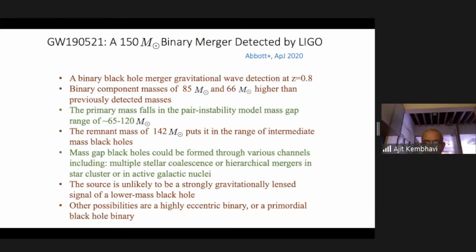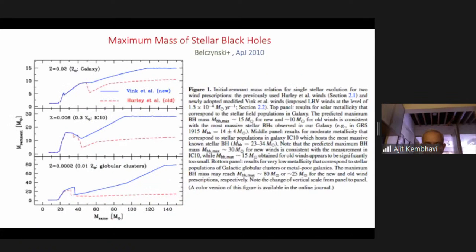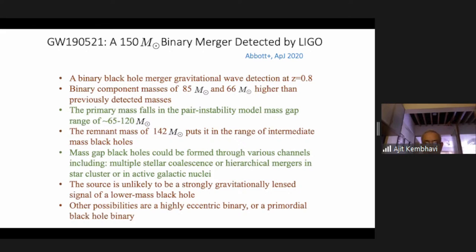But these models have now been improved. And particularly the very massive ones which I showed you, it says binary component masses of 85 and 66 solar masses. Then the primary mass falls in the pair instability gap. So what happens is that you have these old calculations which told you what is the mass of the black holes which can be detected. But later on, because of the detection of the large mass black holes, one has to go and revisit all the physical assumptions which have been made.